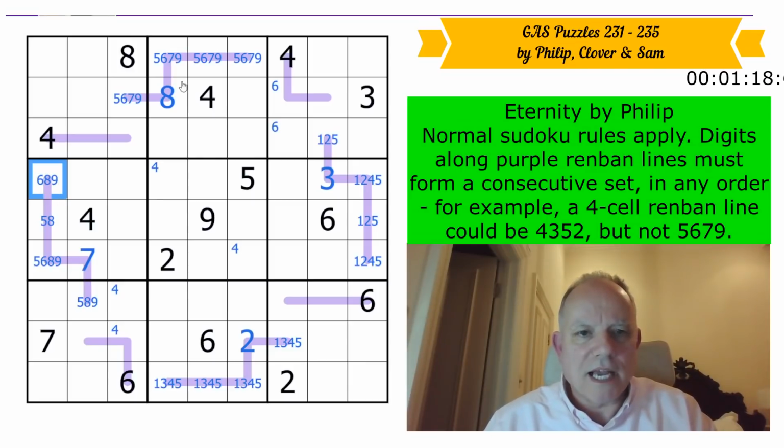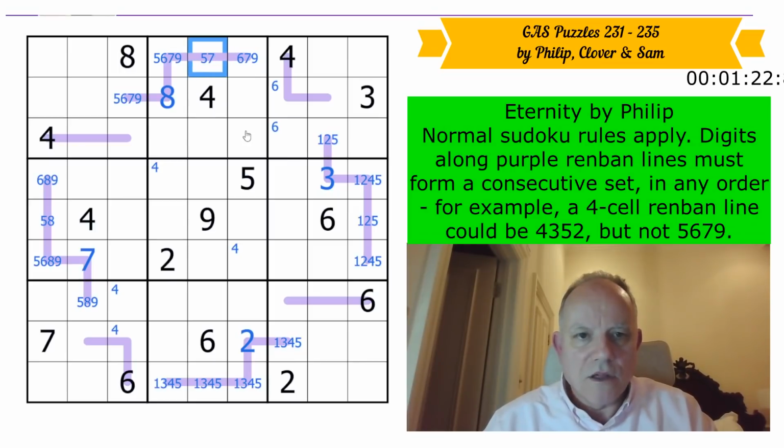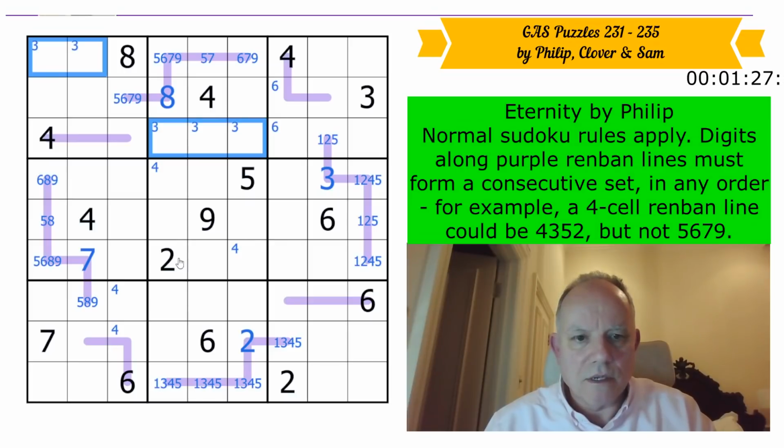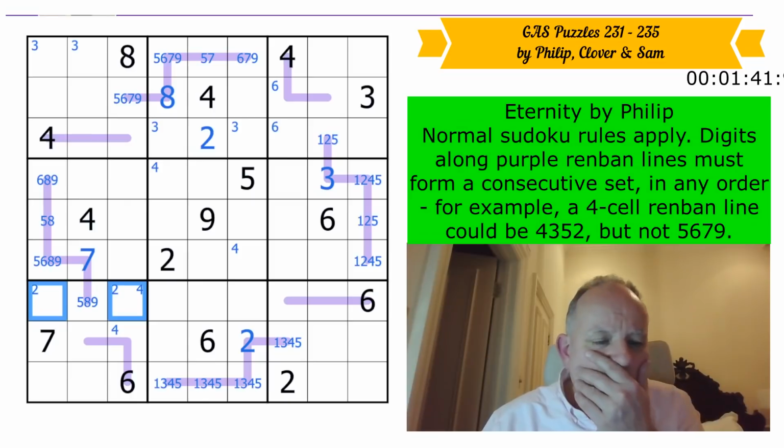Right, now what's that telling us? This can't be 5. This can't be 6 or 9. 3 must be in one of those and one of those cells. 2, 2. Lily white boys. We could put a 2 there. 2 in one of those cells as well.